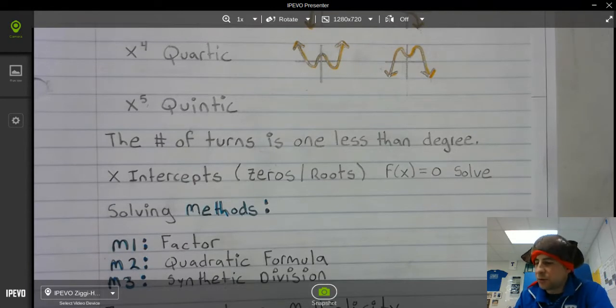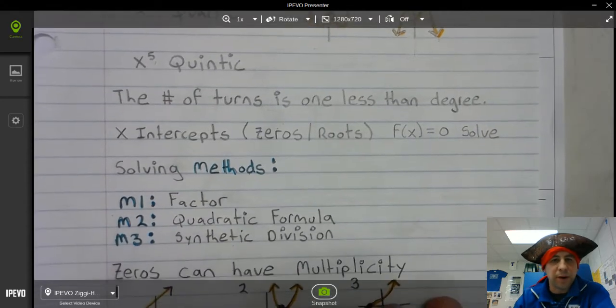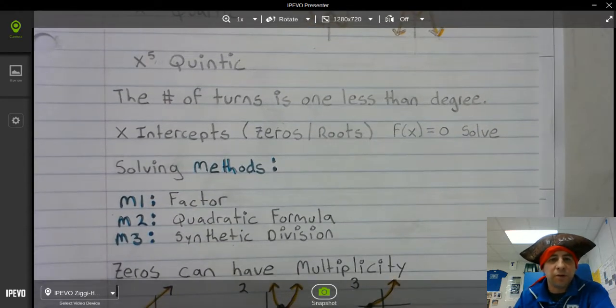Now for the x-intercepts, they're the zeros or the roots, and they're found by setting f of x equal to 0 and solving, okay? And in solving, there's 3 methods. Method 1, factor. Method 2, quadratic formula. Method 3, synthetic division. So if you would, pause the video and update that portion of your notes.